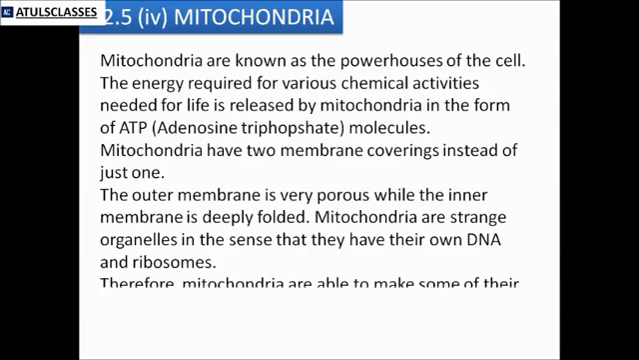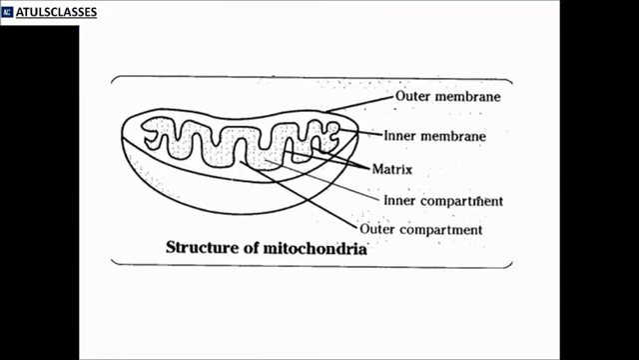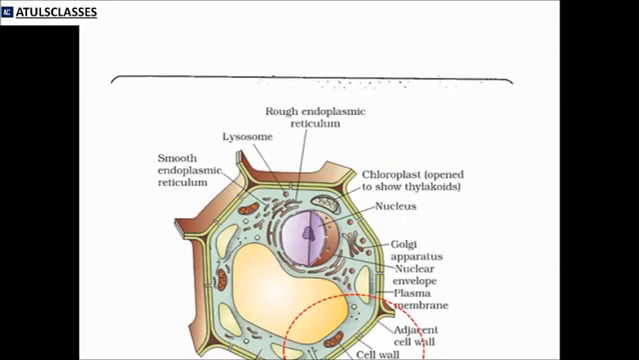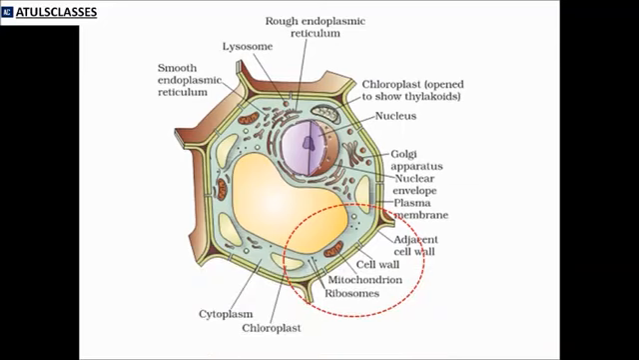You can see the folded inner membrane and the outer membrane, the inner matrix, and an intermembranous space between them. So they are the chemical source or powerhouse of the cell. The number of mitochondria can vary in different cells, depending on how they function and what their energy requirement is.